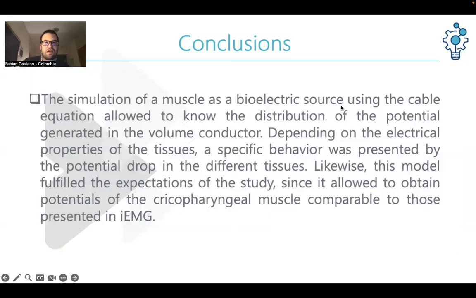As a conclusion of this study and this development, we provide a simulation of the muscle as a bioelectrical source using the cable equation, which allows us to know the distribution of the potential generated in the volume conductor, depending on the electrical properties of the tissues. A specific behavior was presented by the potential drop in the different tissues. Likewise, the model fulfilled the expectation of the study, since it allowed us to obtain potential at the cricopharyngeal muscle comparable to the touch potential in the process of invasive electromyography.